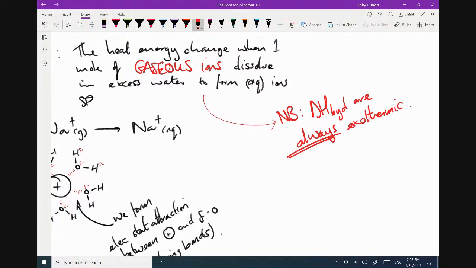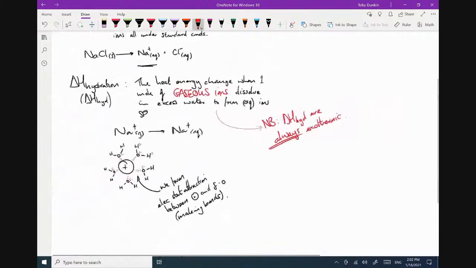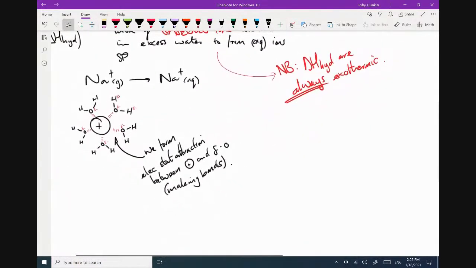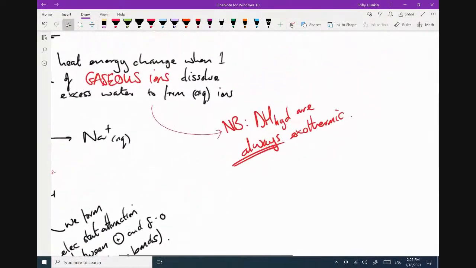Now, you will get different levels of exothermic depending on the bonds that you're making. So we can talk about that now, which is kind of neat. So we can make a prediction. I don't want to take that away.